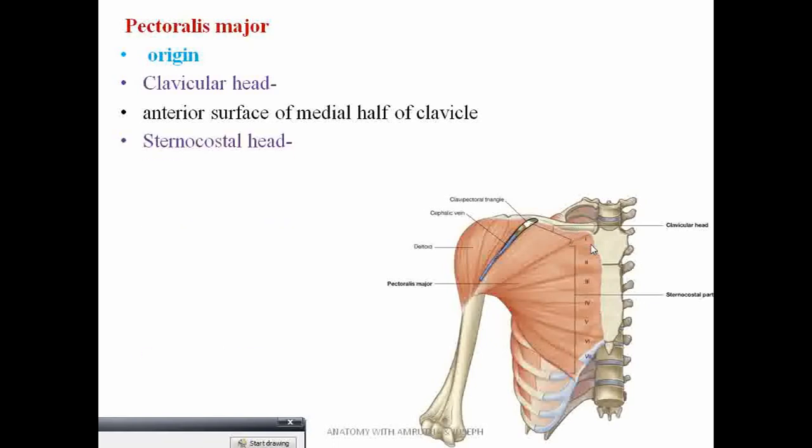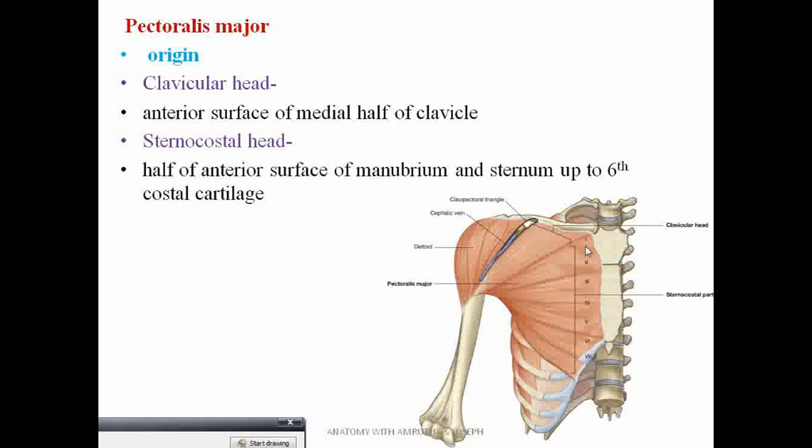Sternocostal head, originating from the sternum and also from the costal cartilages. Costal cartilages are seen on the anterior aspect of the ribs, so it is originating from that area. These are the areas where the costal cartilages are present. Half of the anterior surface of the manubrium and sternum, up to the 6th costal cartilages, the whole of this area, the manubrium and the body of the sternum. 2nd to 6th costal cartilages, which are placed deeper in this area.